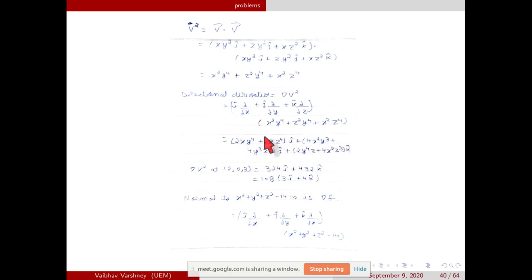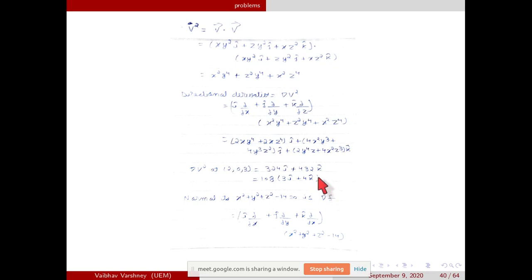No, sir. So since we have to calculate the directional derivative at point (2, 0, 3), we will put (2, 0, 3) in this expression of the derivative. After putting this, the first term goes to 0 because y is 0. The second term also goes to 0 because it contains y in both terms. So after putting (2, 0, 3), we have only the i cap term and k cap term, that is 324 i cap plus 432 k cap. We can take 108 common, that is 3 i cap plus 4 k cap.